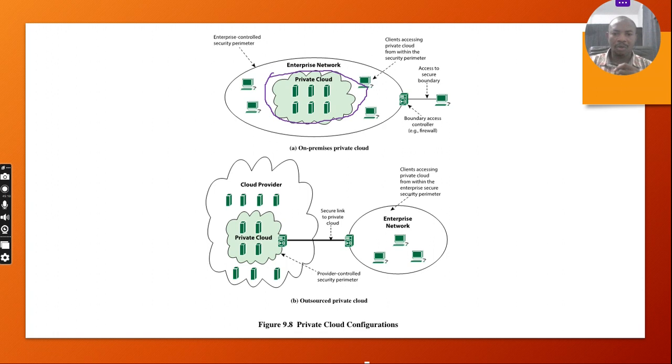Then we have another way of having a private cloud. Here you see that the private cloud is outside the enterprise network. It's outside. Okay, cloud provider. See, the cloud provider is separate from the enterprise network. So this is called outsourced private cloud, and this is called on-premise private cloud. So we have two types of private cloud: outsourced private cloud and on-premise private cloud.